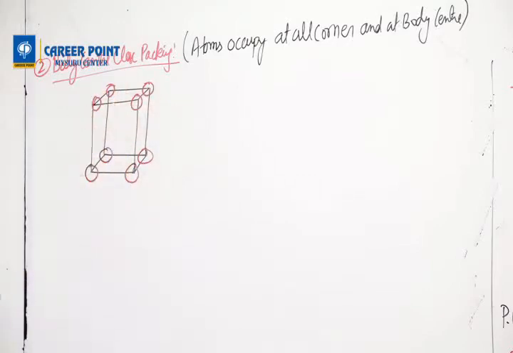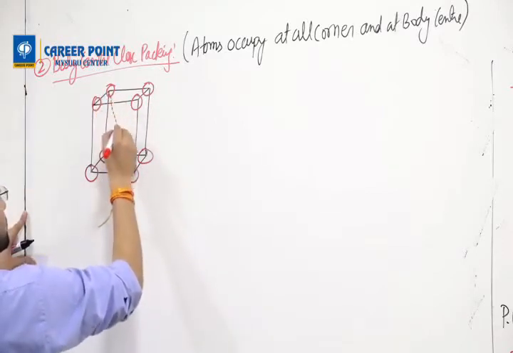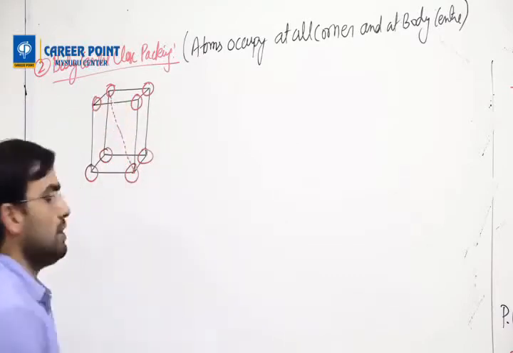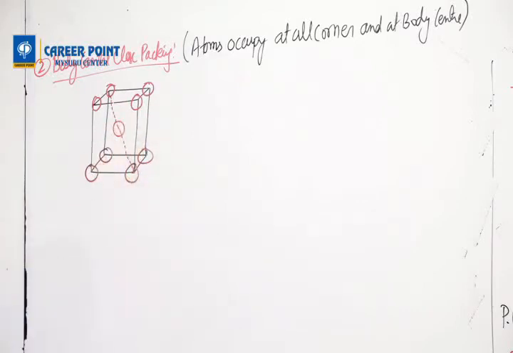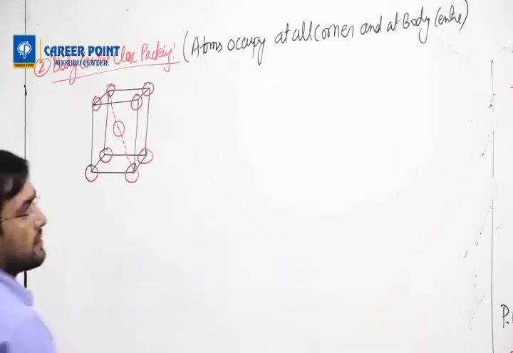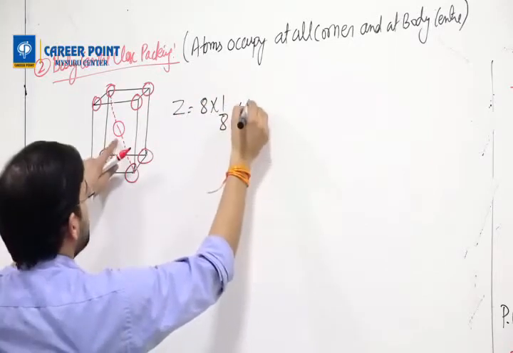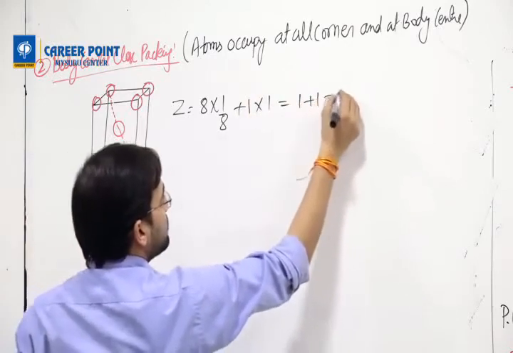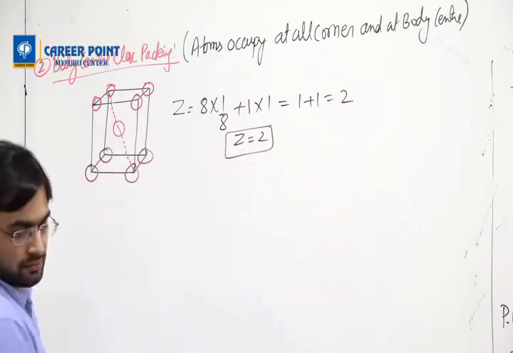Now to distinguish the body center, we'll draw a body diagonal so that we will not get confused. This is a body diagonal. At the middle point of the body diagonal you will have the body center. So at the body center we will keep one atom. Understood now? Correct? The next thing is Z. 8 into 1 by 8 plus 1 body center into 1 as contribution. So 1 plus 1, total 2. So Z is 2 for BCC.